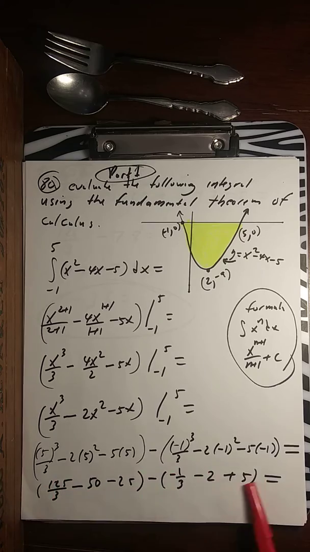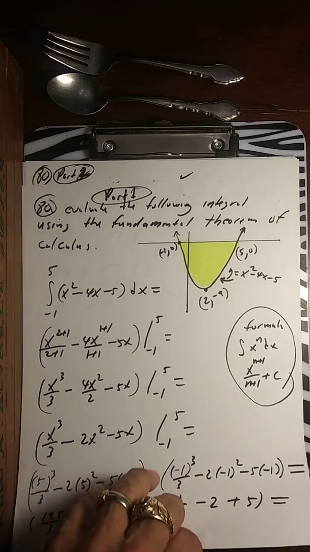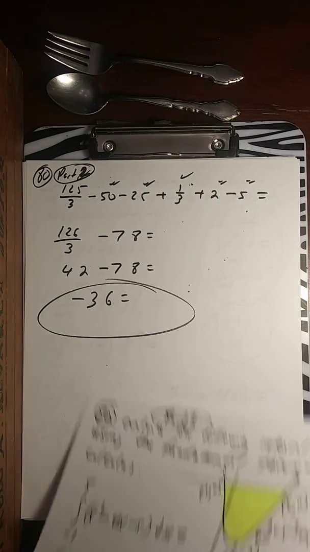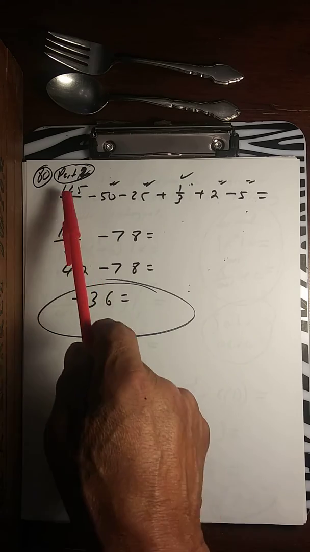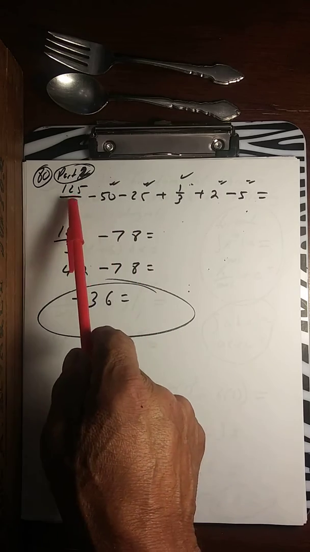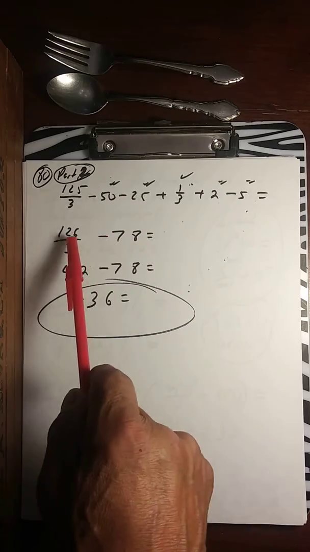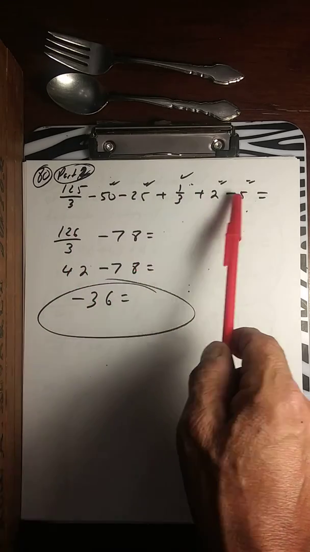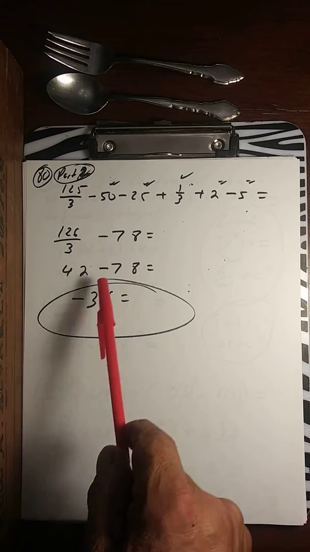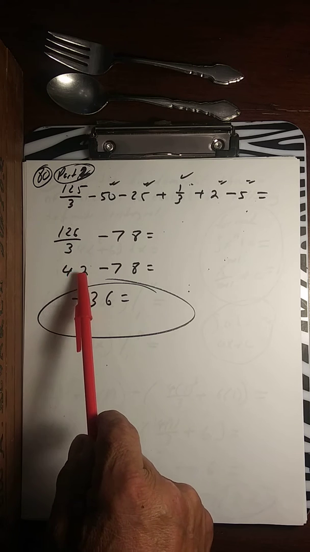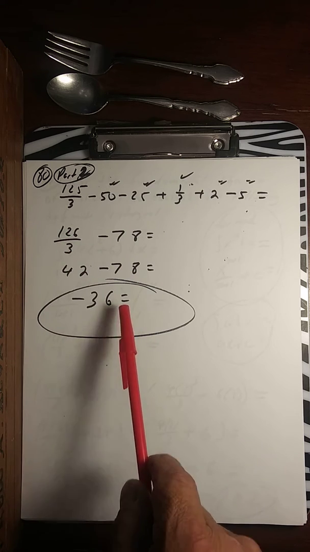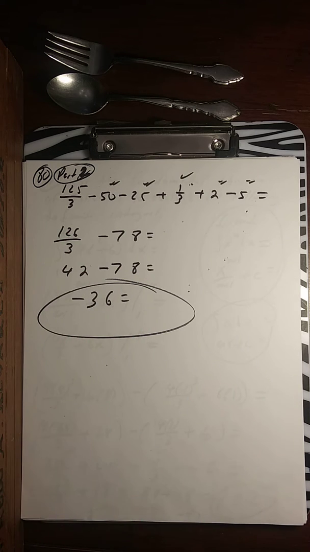So now these numbers right here, let's go ahead and take off all the parentheses. So we have this number, so we have 125/3, 1/3, 126, and all these numbers right here is 78, it's negative 78. Divide these numbers, is 42. 42 minus that is negative 36. The area under there is negative 36.